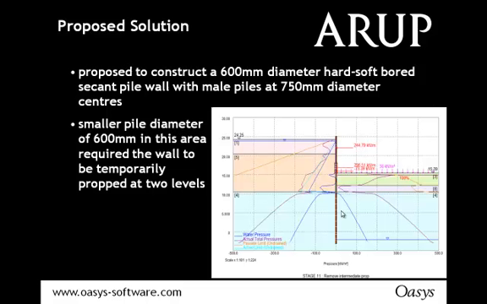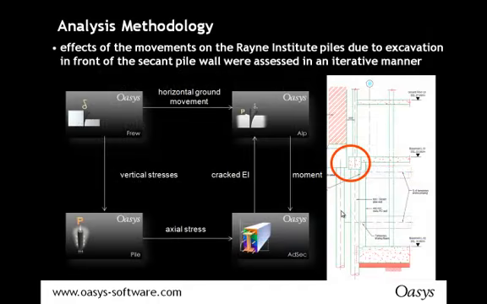But the analysis methodology was very interesting. So an iterative methodology was actually used to calculate the effect of the movements on the Rayne Institute piles due to excavation in front of the secant pile wall. And the Arup engineers commented on the compatibility between the software and the gateway system between all these four programs, which enabled the quick changes and convergence.